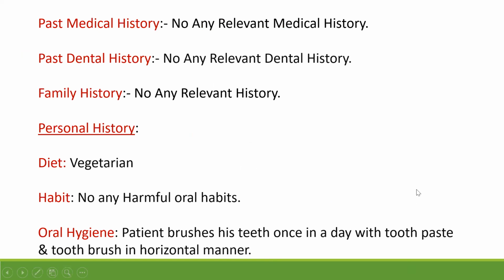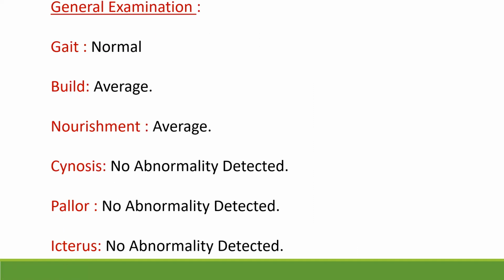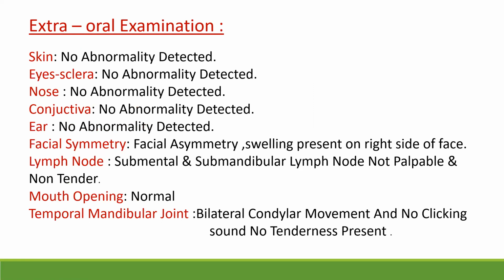There was no relevant history of medical, dental and family. The patient is vegetarian, with no harmful oral habits. He brushes his teeth once a day with toothpaste and toothbrush in a horizontal manner. On extraoral examination the patient is essentially normal. The patient's gait was normal, average built, average nourished. There was no pallor and icterus. The extraoral examination is essentially normal.